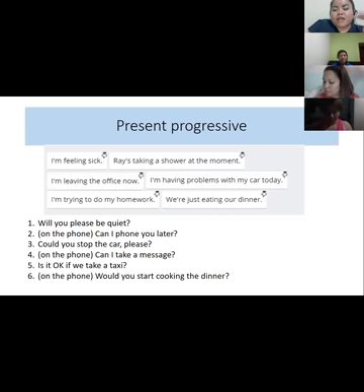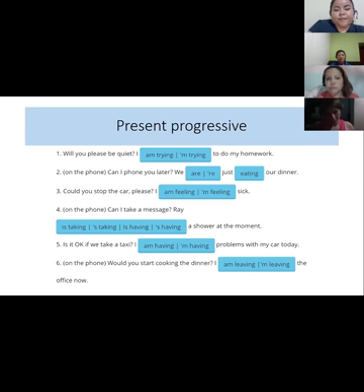There are only like two answers that can be repeated. Okay, let's check the answers. Look at the answers. Will you please be quiet? Read the answer, Gabriel. Will you please be quiet? I'm trying to do my homework. Very good. Maria Concepcion, read the answer. On the phone, can I find you later? We are just eating our dinner. Okay, very good.